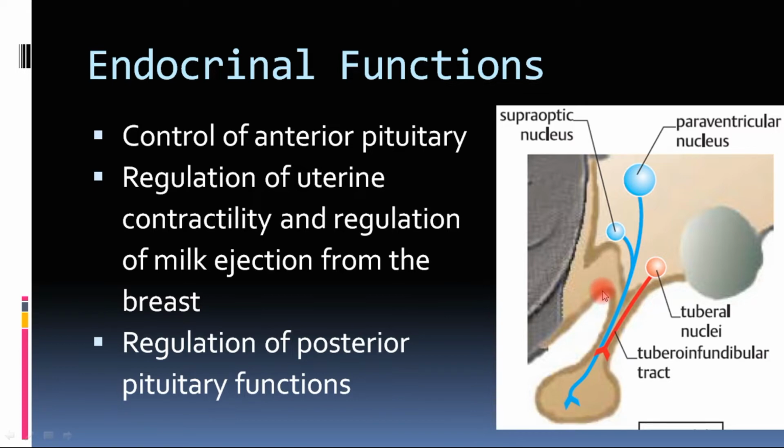When we look at the second point, that is the regulation of uterine contractility and regulation of milk ejection, that is uterine contractility during parturition and milk ejection after the birth of the baby, this is regulated by the posterior part of the pituitary gland. What is happening here is that the supraoptic and the paraventricular nucleus, especially the paraventricular nucleus, is involved in the synthesis and release of oxytocin in the posterior pituitary.